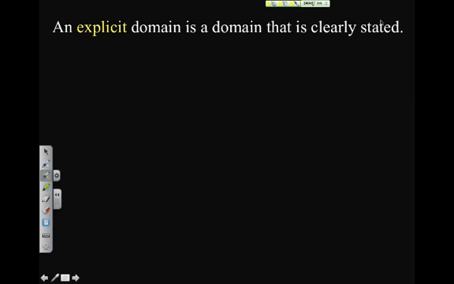An explicit domain is a domain that is clearly stated. So if I tell you the domain is the numbers 1, 2, 3, and 4, that would be an explicit domain. I'm telling you what the domain is.